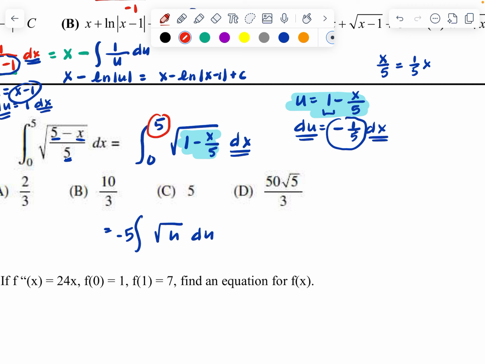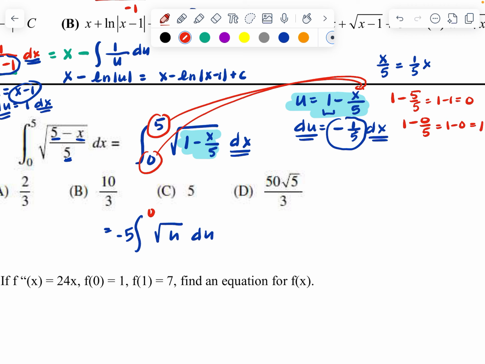Okay, if I plug a 5 into here, I'm going to get 1 minus 5 over 5, which is really 1 minus 1, which is 0. And then if I plug a 0 into there, I'm going to get 1 minus 0 over 5, which is really 1 minus 0, which is 1. The changing of the boundaries was not really that bad. Now let's go ahead and integrate this.